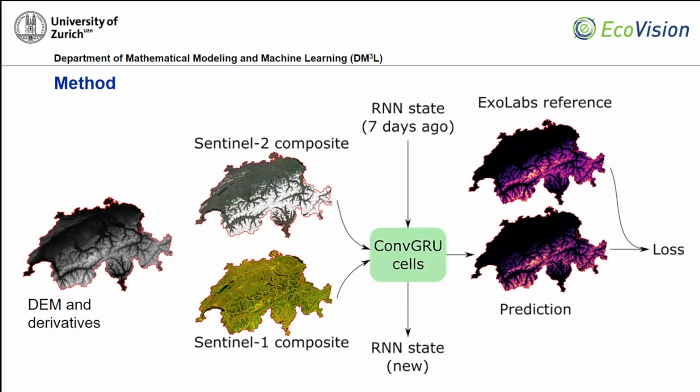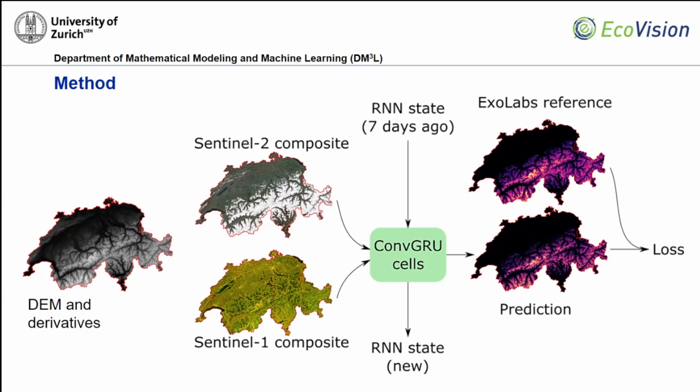Then he designed a recurrent neural network with convolutional GRU cells, where he inputs this stack of mosaics plus the DEM and some derivatives, so the slope and so on, such that the RNN, the convolutional GRU, doesn't have to learn the slope. Of course, it could, right? But it's easier to put it in directly.